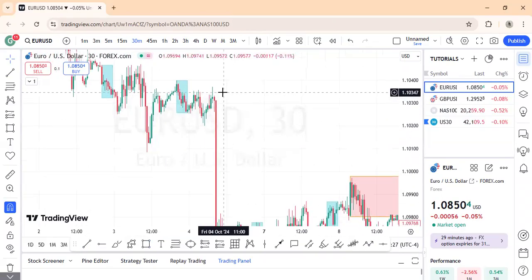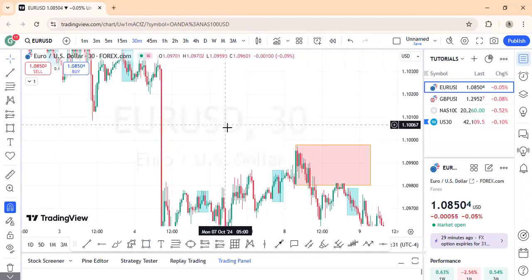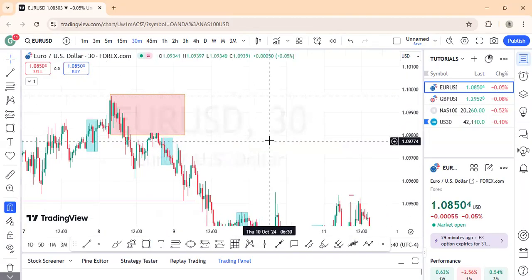So look at this big news candle, because this is NFP. This candle has not been filled properly, so let's see what happens in the coming week. So this is just an example of how you can select your high probability order block. Just do it to backtest this information.